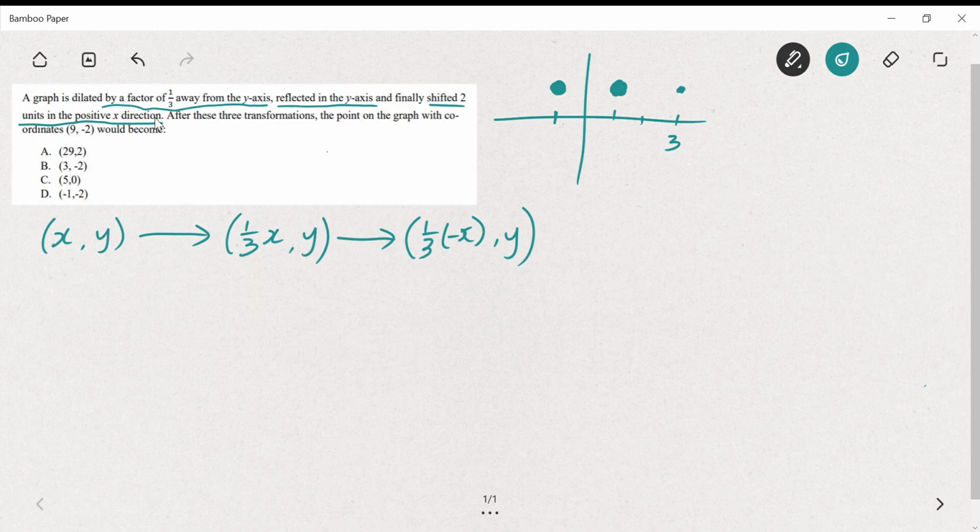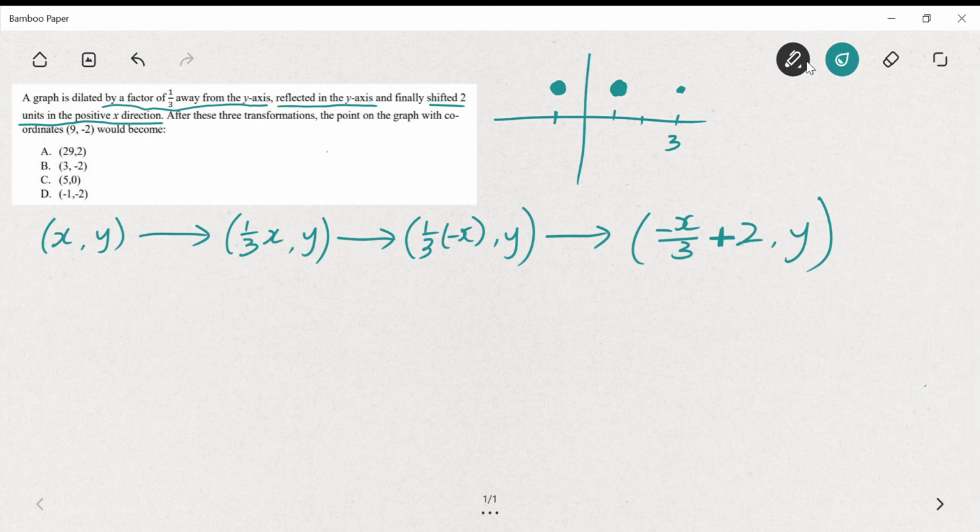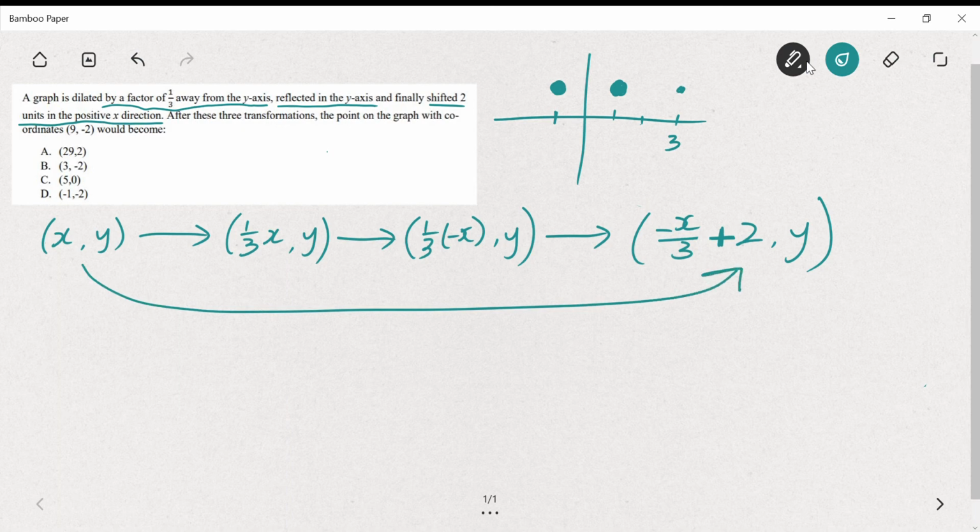And finally, we shift 2 units in the positive x direction. All right, so our final thing is we've got our minus x on 3, and we're going to plus 2 to move it across 2 units in the positive x direction, and then nothing happened with the y still. So that's what happens to some standard point. In the end, that standard point becomes this point here.